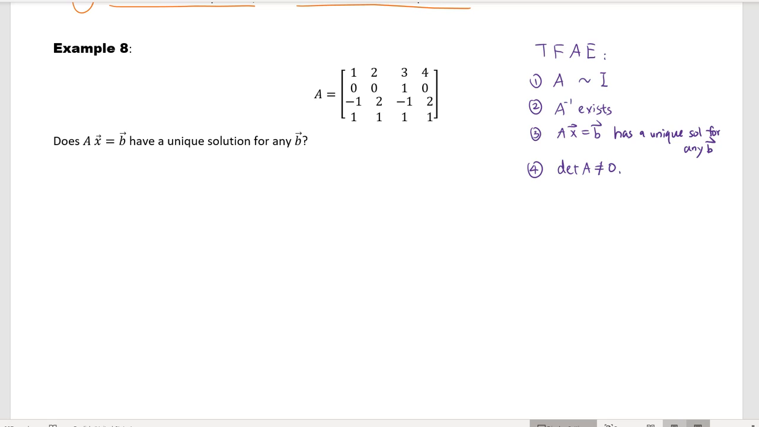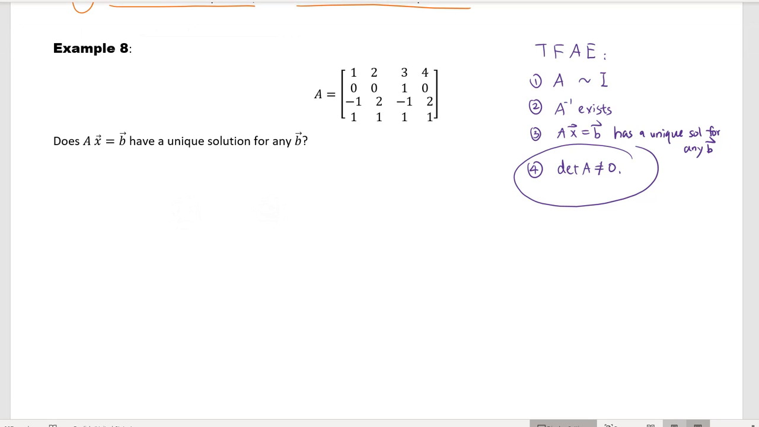So this question asks, does the system have a unique solution? Well, the easiest way is to check the determinant. Is the determinant equal to 0? If it is not 0, then yes, it has a unique solution for any B. If it is 0, then there's a B such that it has no unique solution. So now let's continue. How do we compute the determinant of A?